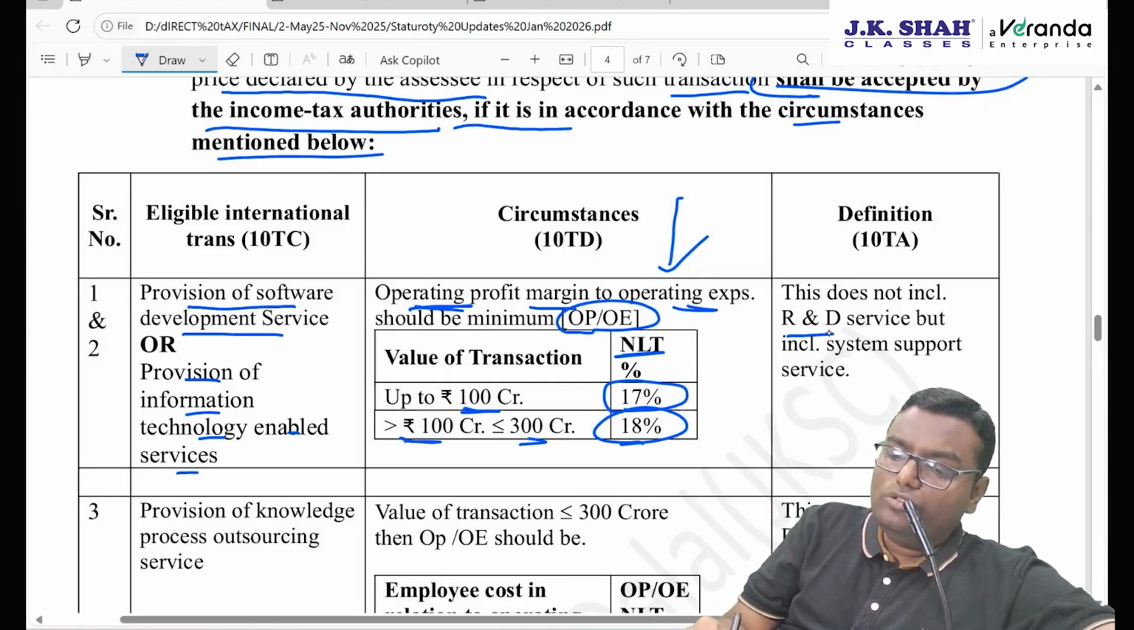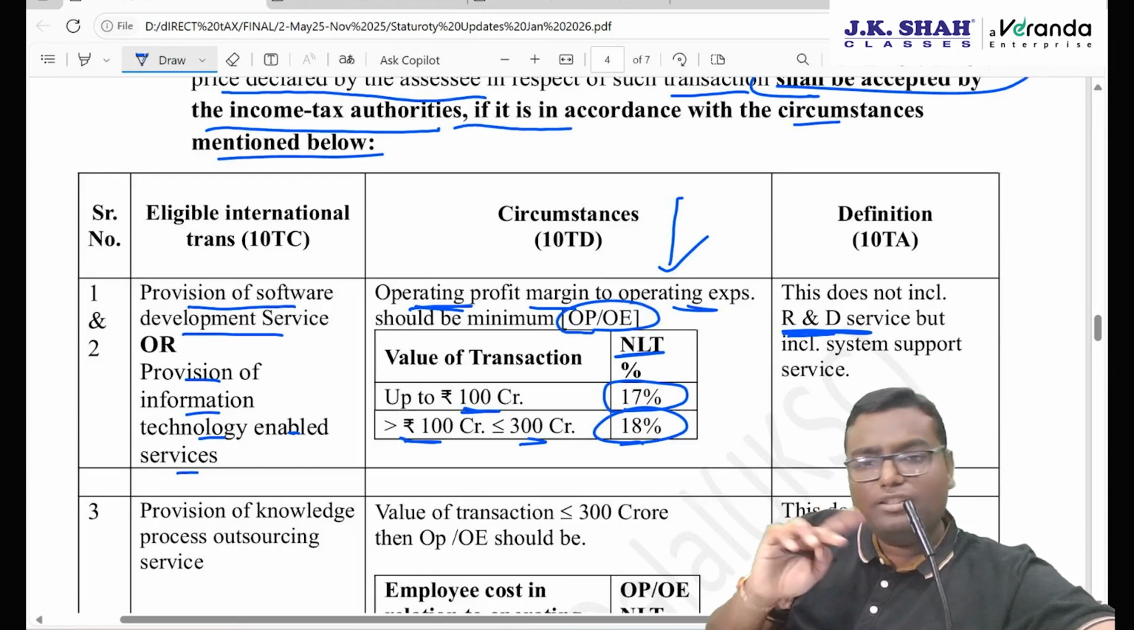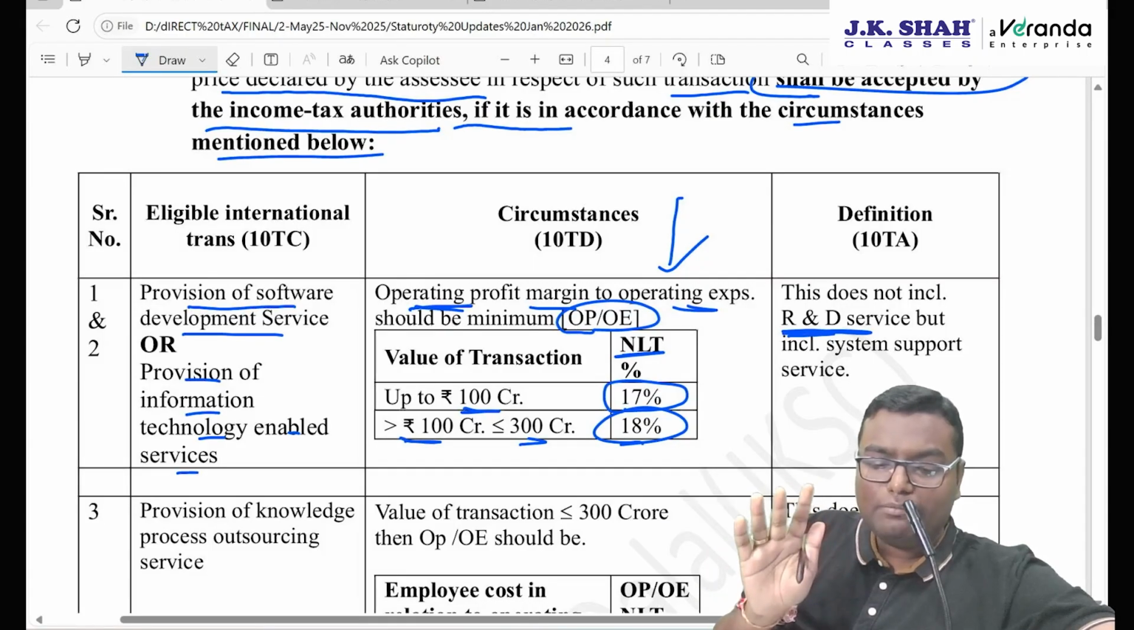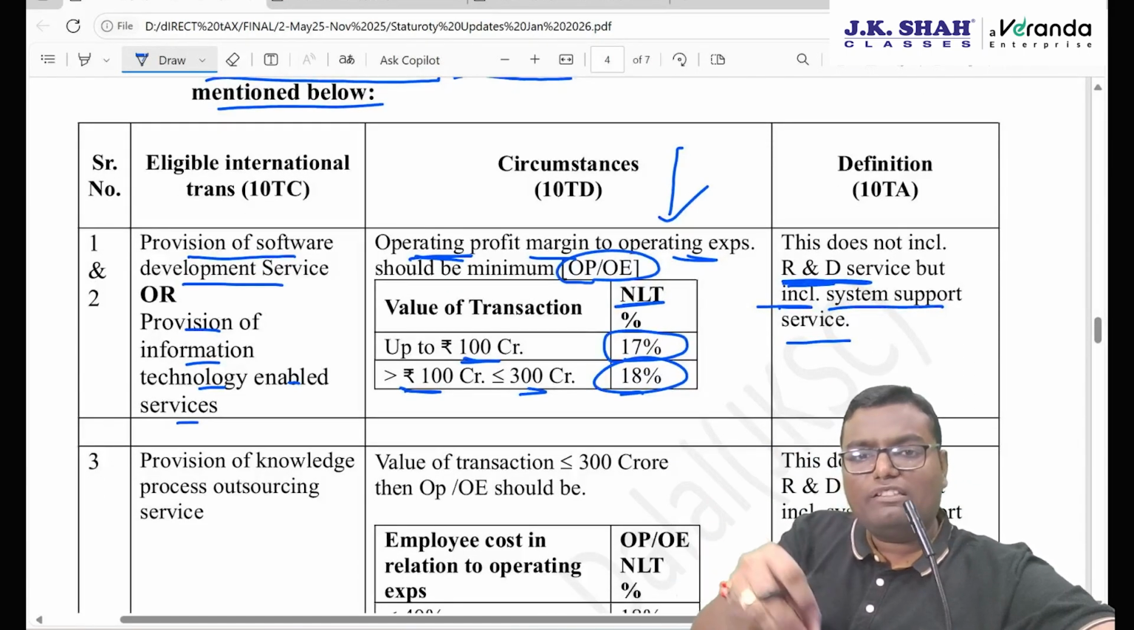Acha, this does not include research and development services. So if a research and development service is there, the safe harbor rule is not applicable for that. But it includes system support service. So any kind of system support service is included over here.